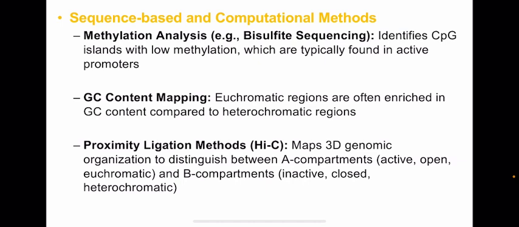The reason being, if you go to a euchromatic region, you are going to see more GC pairs than AT. If you go to heterochromatic, you are going to see more AT pairs than GC, right?